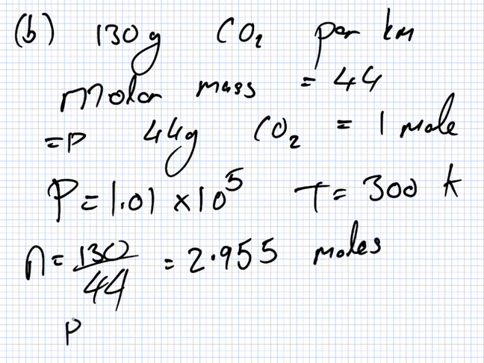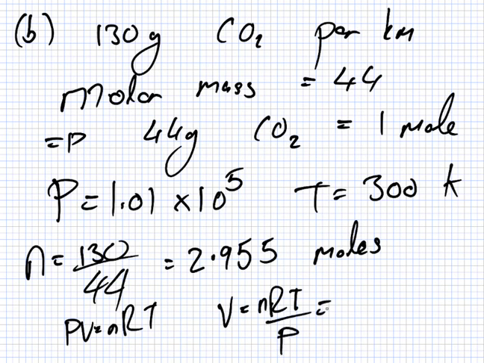So PV equals nRT, so V equals nRT over P. So that is n times R times T divided by P, which is 1.01 times 10 to the power of 5. So the volume I got is 0.07 meter cubed.